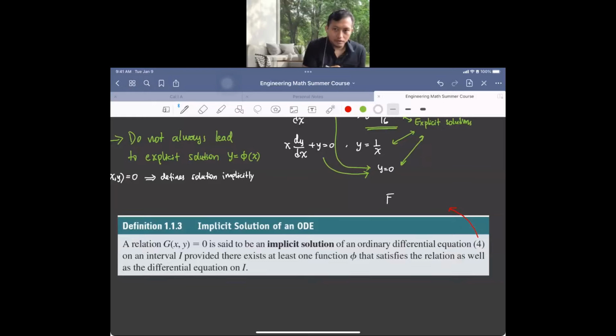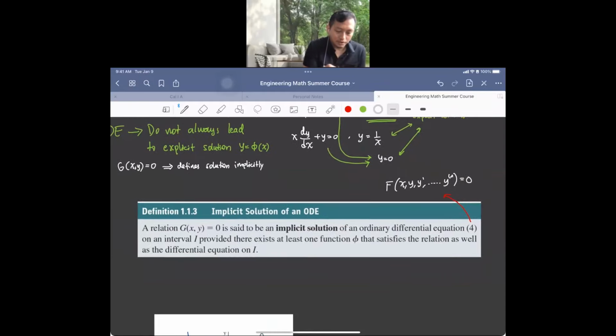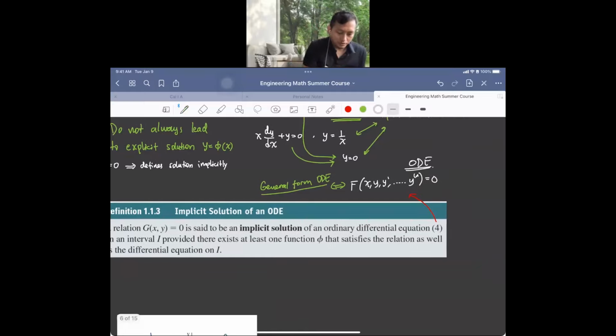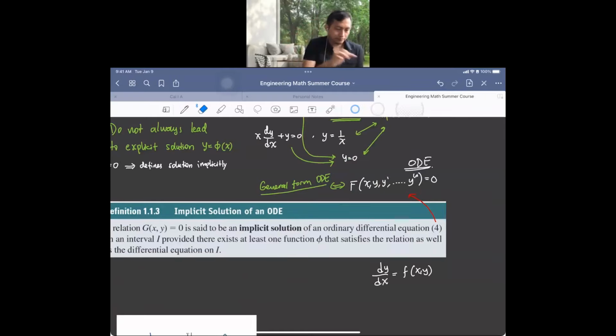The F means F(x, y, y prime) equals 0. We call this the ordinary differential equation in its general form. I forgot to mention this. So, a general form of ordinary differential equations. We can say the normal form also, in terms of dy over dx is f of x, y. We can also say that. Okay, explicit, implicit.